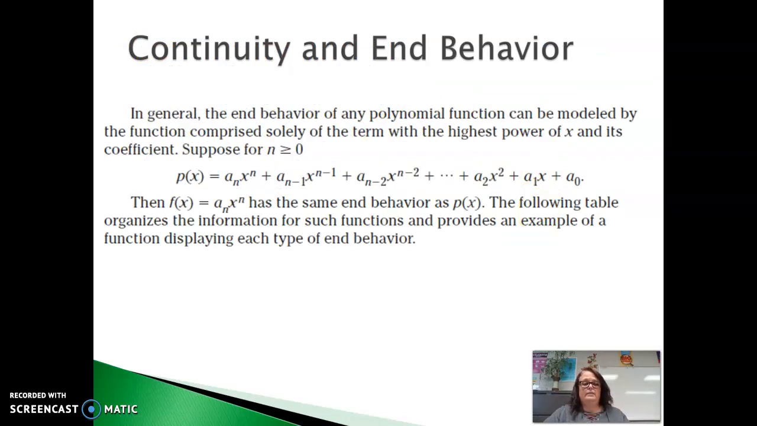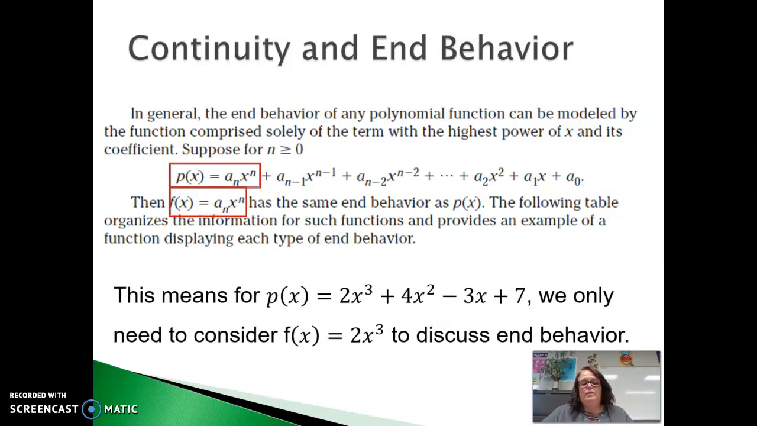All right, so don't get scared because we're not going to have to use this whole thing. In general, the end behavior of any polynomial function can be modeled by that function down below, but it's only that highest exponent of x that I need to figure out my end behavior. So if I just pick out that a sub n times x to the n power, where a sub n is just the coefficient, just a number, and n is the highest power of x, that's all I need to figure out my end behavior.